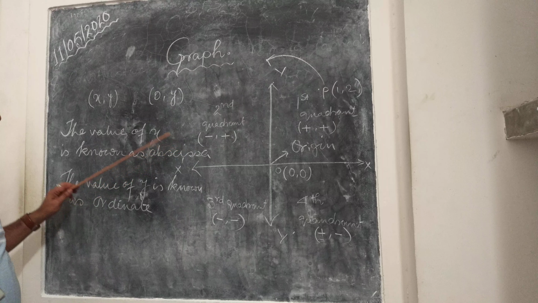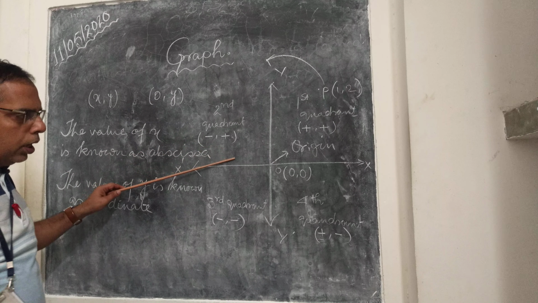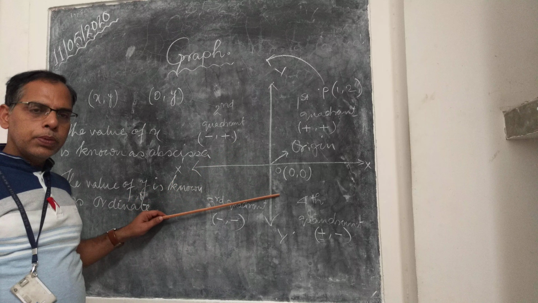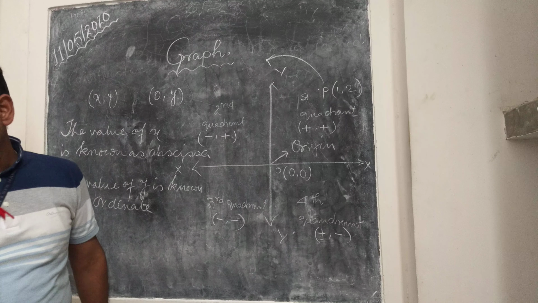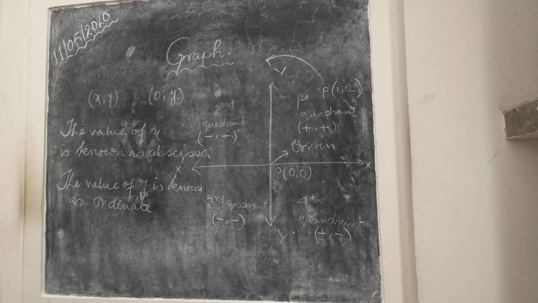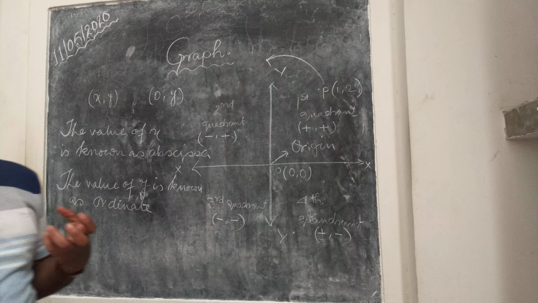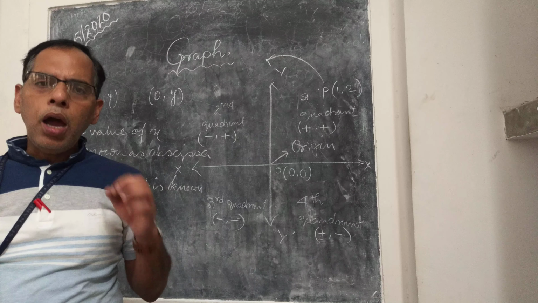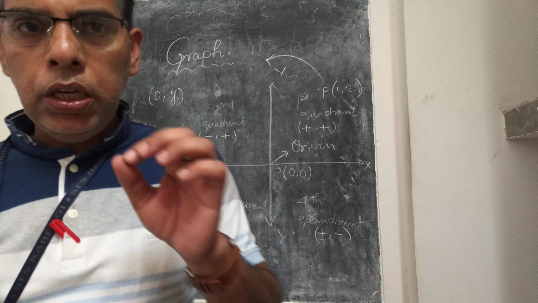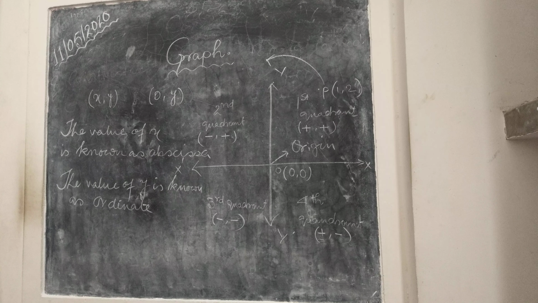So this is more or less about the coordinate, the coordinate axes, abscissa, ordinate and all. Now we'll get some points: how to plot the points and how to find the location of the points. Let's see that in my next video, where I'll show how to choose the points and how to put the points.